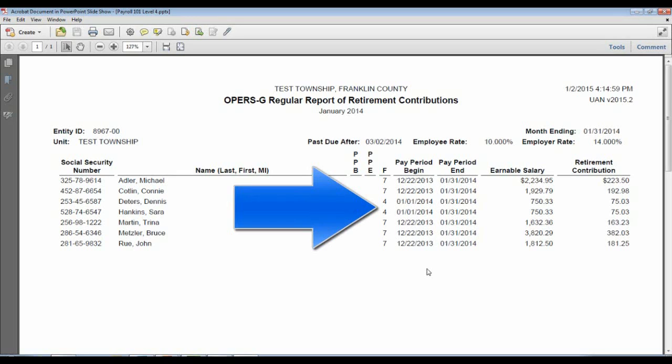The first is code 4. This code is for monthly, a payroll period of exactly 1 calendar month, beginning and ending on the same dates each month.